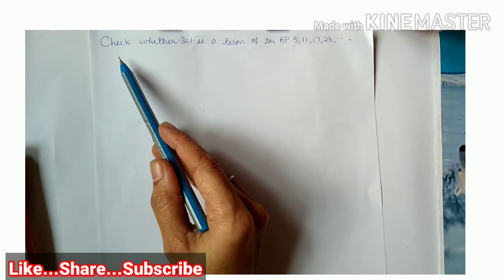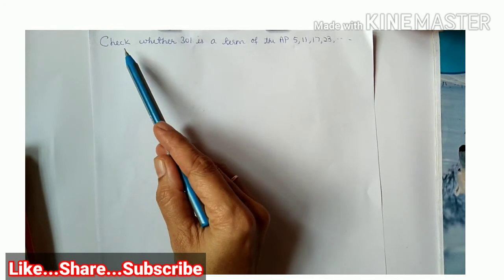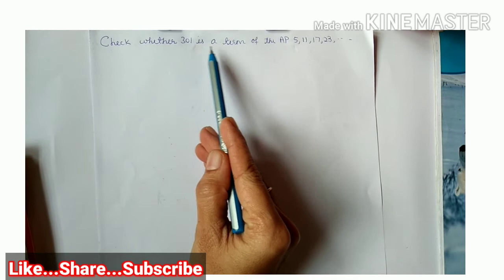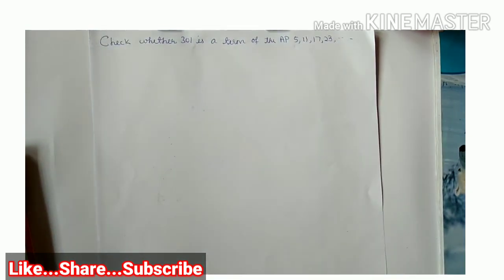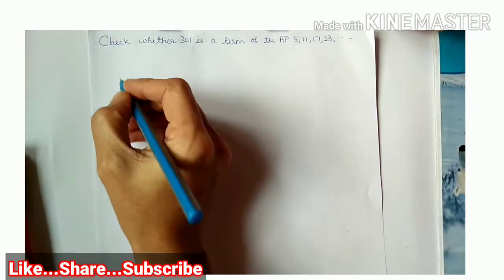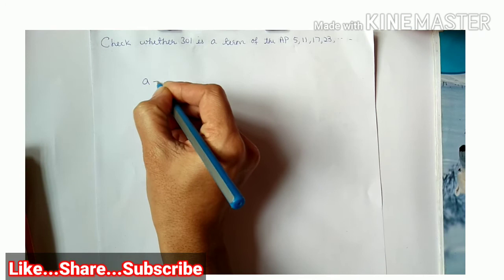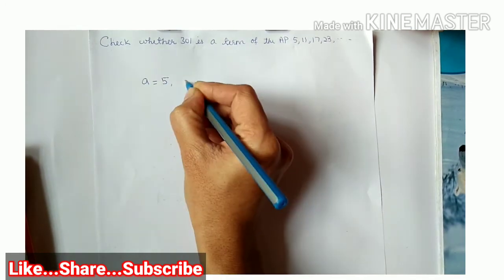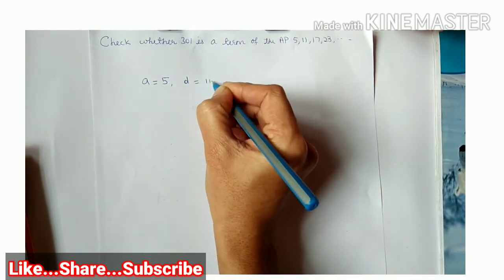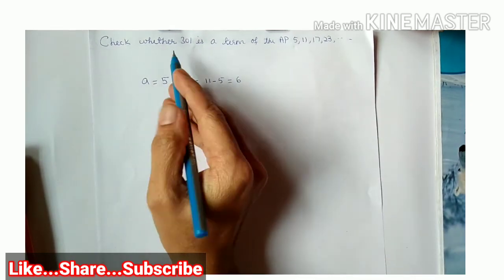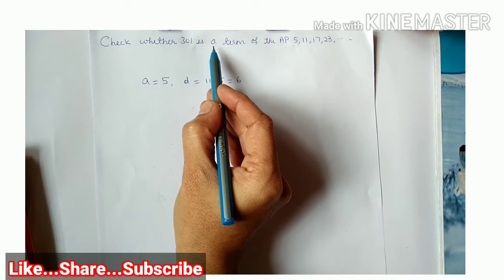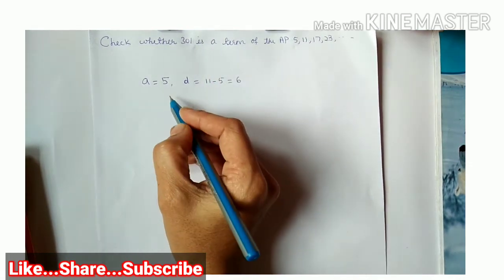Let us consider some more examples. Check whether 301 is a term of the AP 5, 11, 17, 23. Here the first term a is 5, and the common difference d is 11 minus 5, which is 6. We have to check whether 301 is a term of the AP.